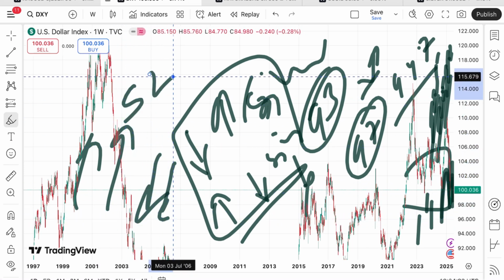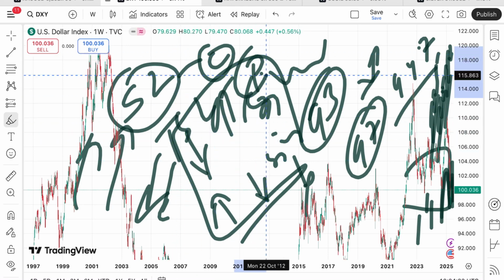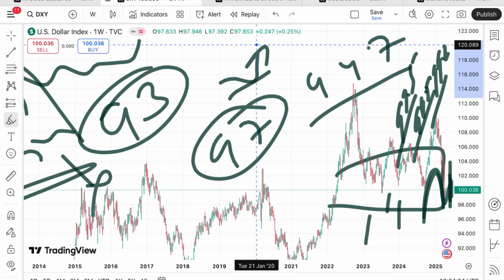So whenever you start to put your SL, this capital will be safe, and trail your SL, so your profit will be safe. These two things you have to do.